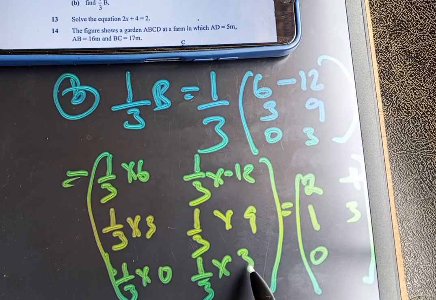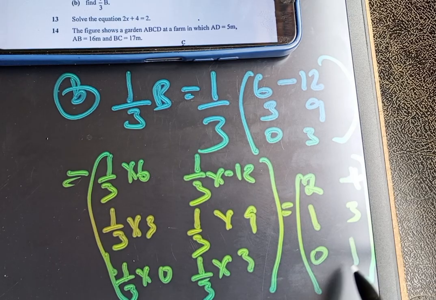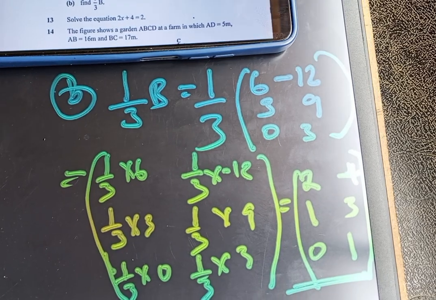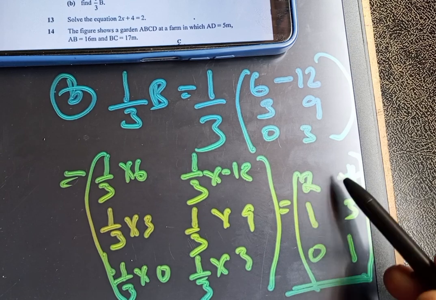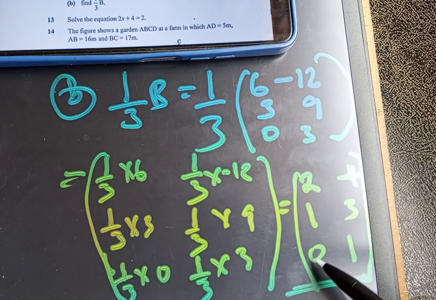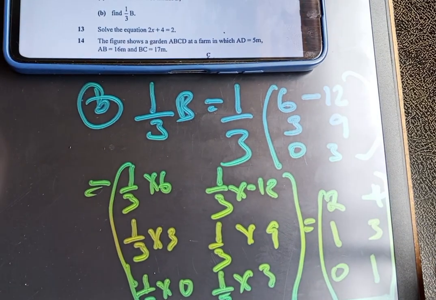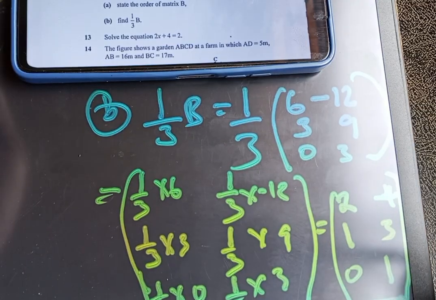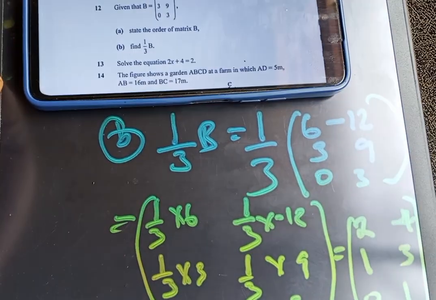Then 3 into 3 is 1, and 1 times 1 is 1. So the answer is the matrix with rows 2, negative 4; 1, 3; 0, 1. That is the answer. Okay, we move on. Let's look at the next question.